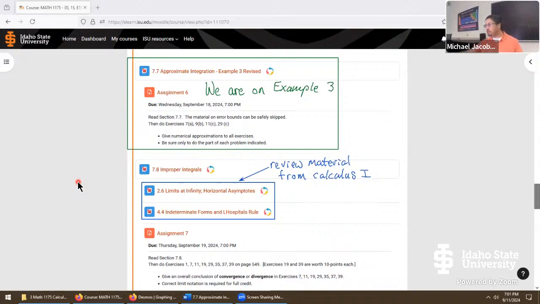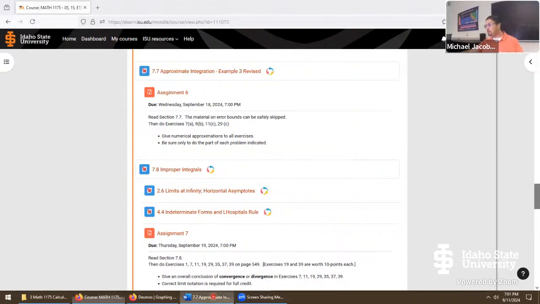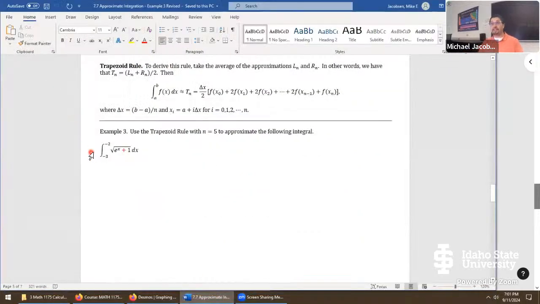Okay, well, let's get started on our section 7.7 then. I'm just assigning these exercises here. Make sure you only do part A of problem 7, part B of problem 9, and so on, or else it's a pretty tedious homework set. Essentially all we're doing is approximating integrals. We have the left endpoint rule, the right endpoint rule, and the midpoint rule. But we also just derived the trapezoid rule before we ended class on Monday.